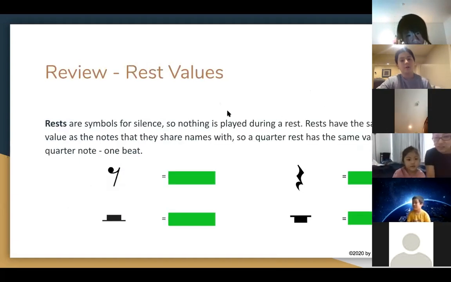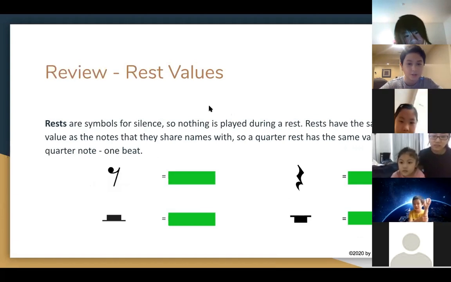All right. So rest values. Rests are symbols for silence. So nothing is played during a rest. Rests have the same value as the notes that they share names with. So a quarter rest has the same value as a quarter note, 1 beat. Terrell, do you want to say something? Do you want to answer that?